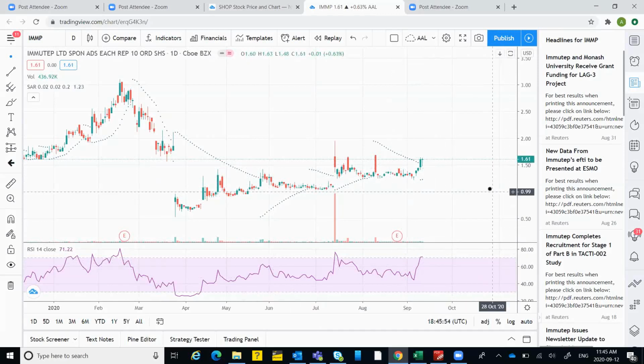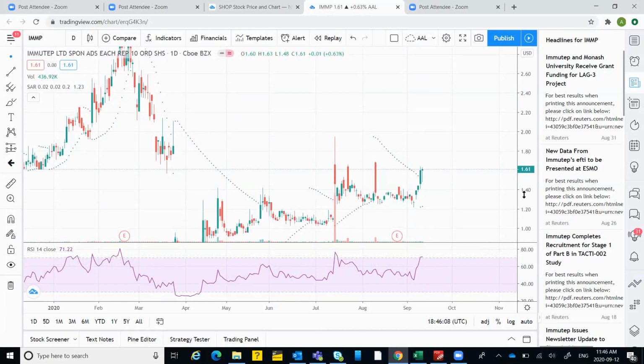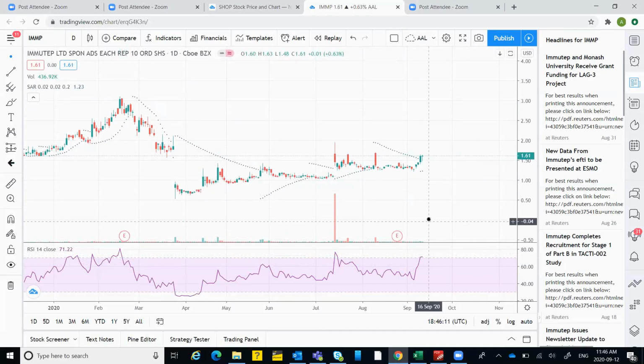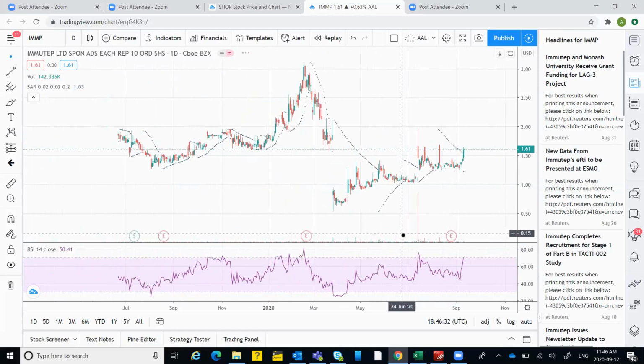RSI here still has some room. It's going towards overbought and showing a little neutral sign, but still it is positive. Let's start looking at these indicators. Number one, the parabolic SAR started forming downward, so this is the buy trend, one positive sign to buy. RSI has some space till 77, but it won't go above 77. It doesn't have any history there.